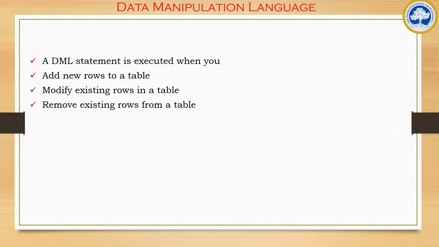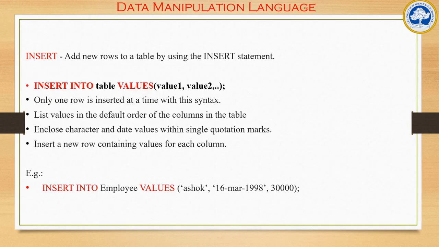Generally, the data manipulation language is executed for adding new rows into the table, making some modifications in the existing rows, or removing the existing rows. This kind of thing is the majority of what we do under manipulation. The first one is insertion. Once the table is created, we want to add content into the table, that is the insertion.